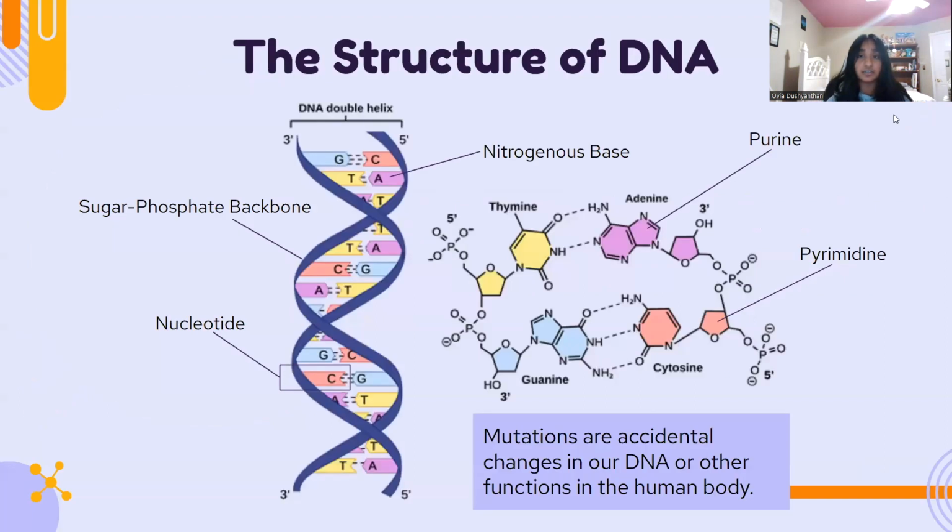So here you can see the overall structure of DNA, and it's important to note that the DNA in our body holds the specific instructions on how it should function and develop. An accidental change in our DNA or other functions in our body is called a mutation. These mutations can cause disorders or diseases to develop, some of which can affect our brains.